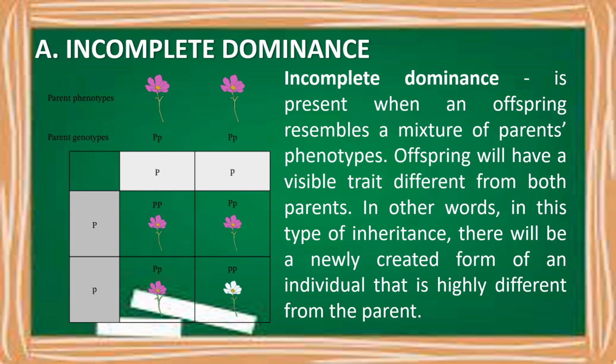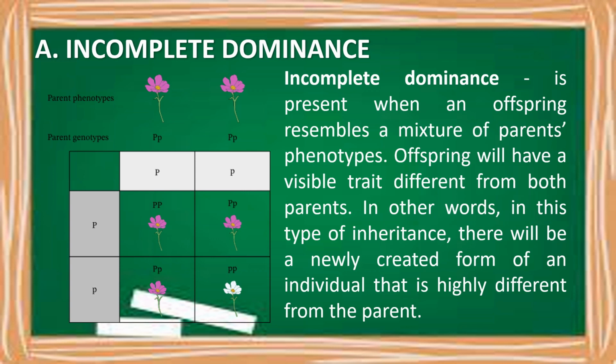So, sa Bisaya pa, ang incomplete dominance kay ang offspring niya o ang anak niya kay mixture sa phenotype or sa character or sa traits sa iyahang parents. So, ang offspring kay different siya, lahi siya sa visible trait sa iyahang parents. O newly created form na bagong variation when it comes sa incomplete dominance na lahi rapod sa parents.